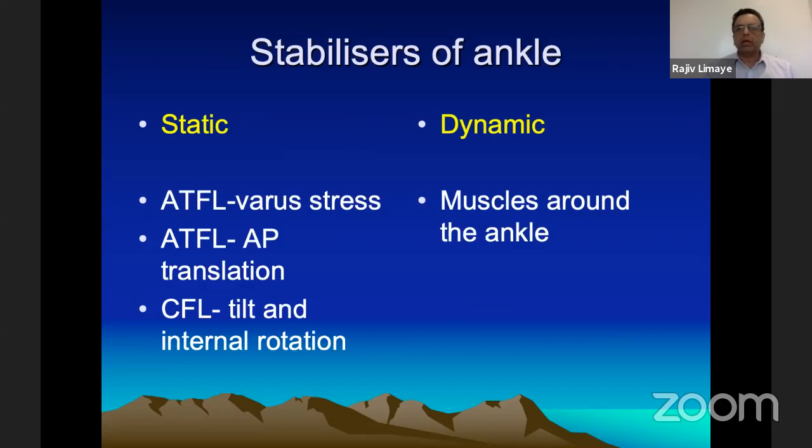The dynamic stabilizers include muscles around the ankle. So in combination of muscles, ligaments, and the shape of the bone, the ankle joint becomes a very stable joint indeed. And hence, it's very uncommon to dislocate this joint that easily without damaging the ligaments or the bones. So fracture dislocations are something that we see, but in order to get that, one has to damage the static and dynamic stabilizers.